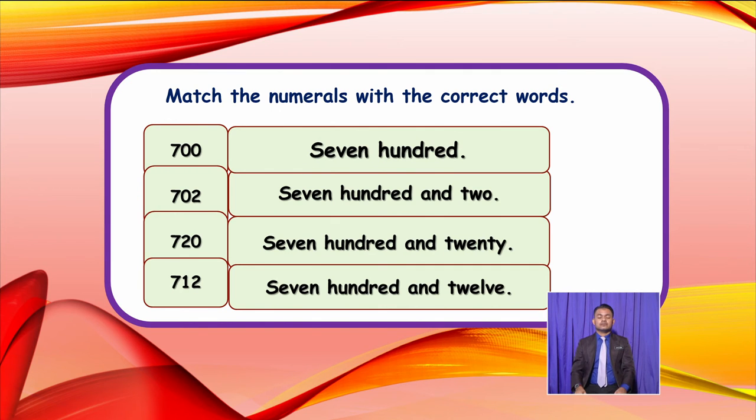The second number is 702 because there is a zero in the tens place and a 2 in the ones place. As for the third one, the digit 2 is in the tens place, but 0 is in the ones place. So this is 720. Lastly, we have a 1 in the tens place and a 2 in the ones place. Therefore, the last number is 712.